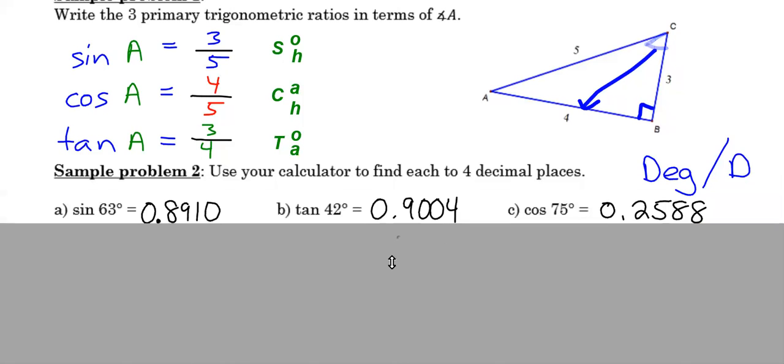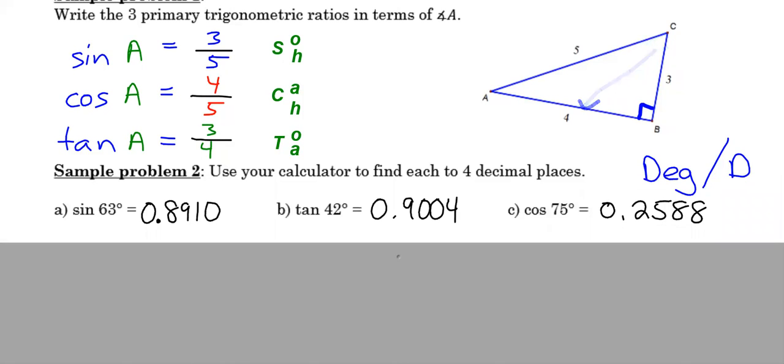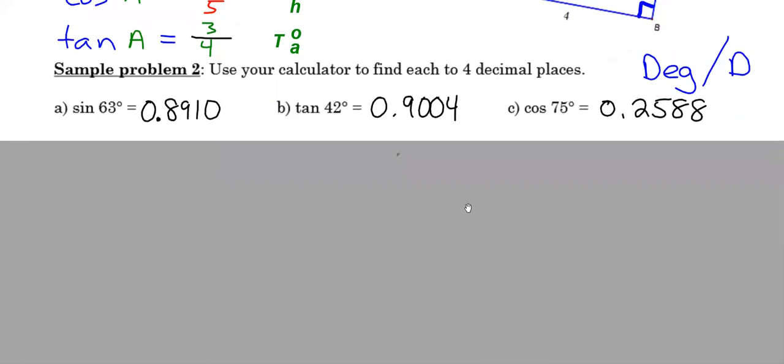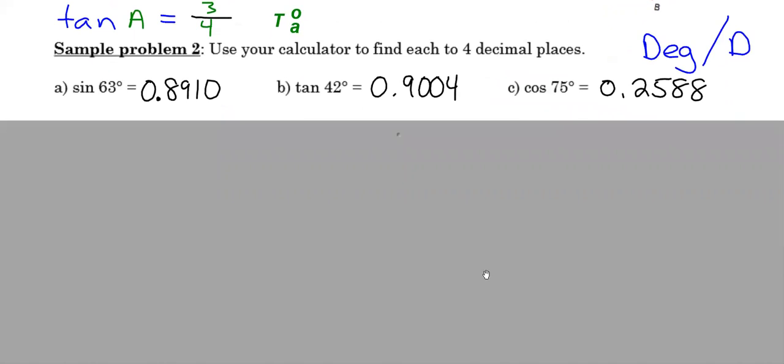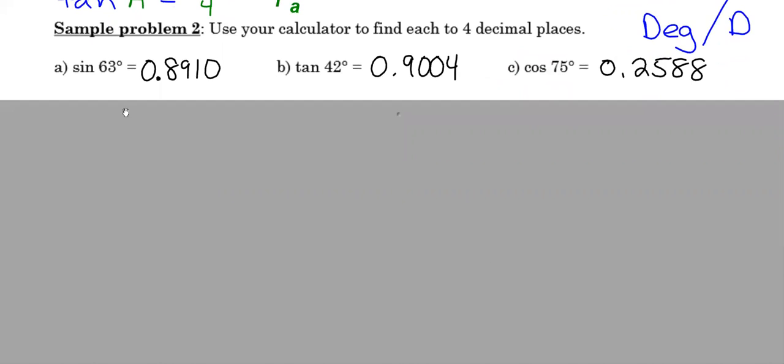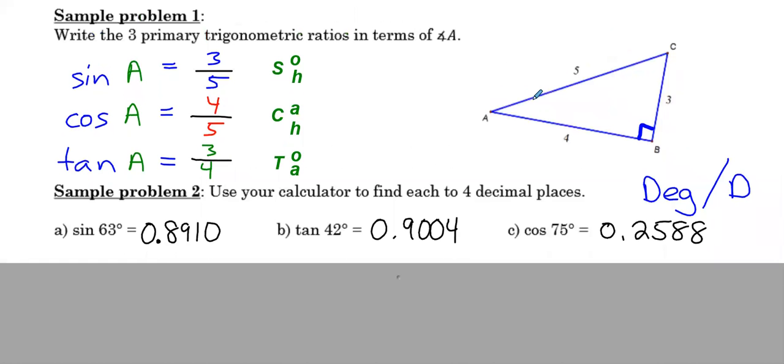Your calculator, you might have noticed a long time ago, had some funny buttons on it. So I'm just going to demonstrate how you calculate these using your calculator. So the sine ratio of 63 degrees. What does that mean? That means if you have an angle, and we'll just use angle A up at the top here, if this angle was 63 degrees, what would be the ratio of the opposite divided by the hypotenuse? And that's what this number represents.